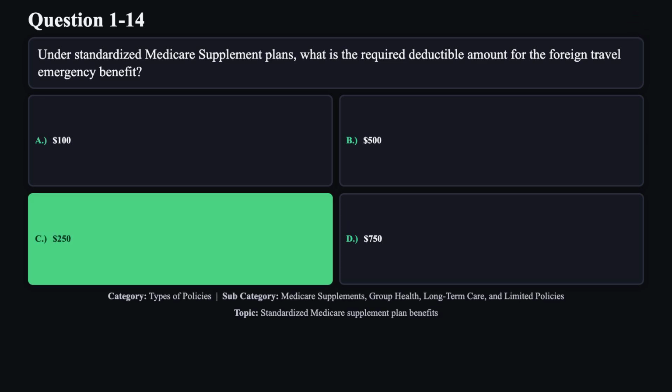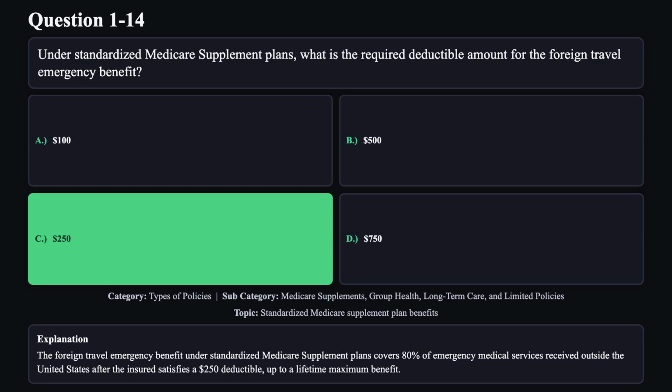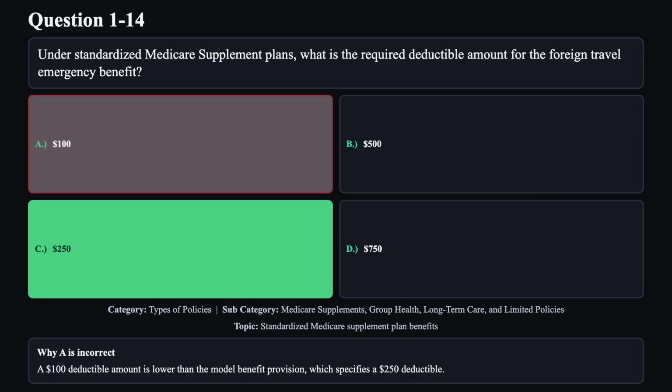The correct answer is C. The foreign travel emergency benefit under standardized Medicare supplement plans covers 80% of emergency medical services received outside the United States after the insured satisfies a $250 deductible, up to a lifetime maximum benefit. Reason A is not correct. A $100 deductible amount is lower than the model benefit provision, which specifies a $250 deductible.